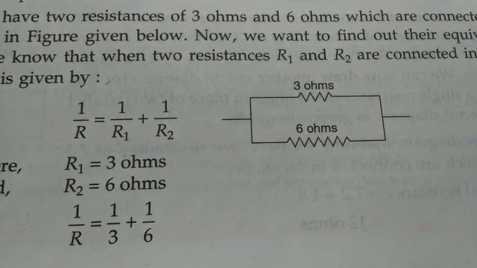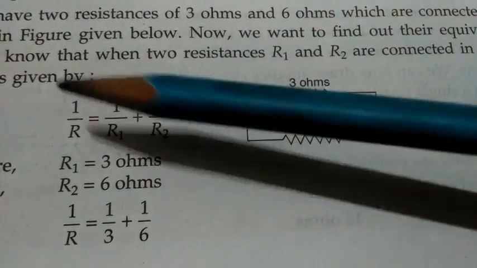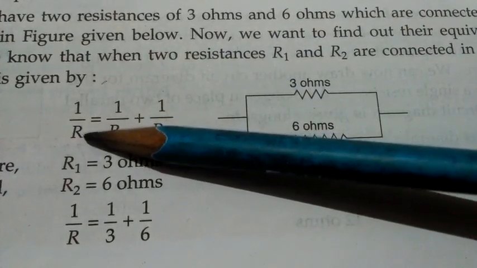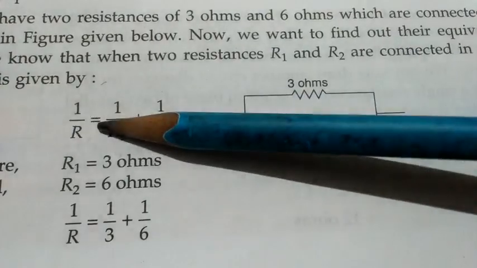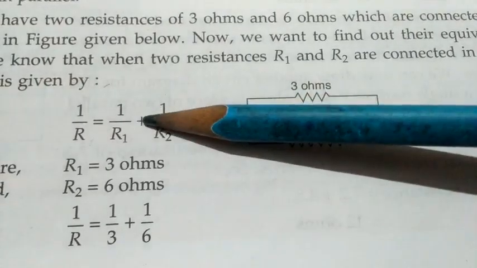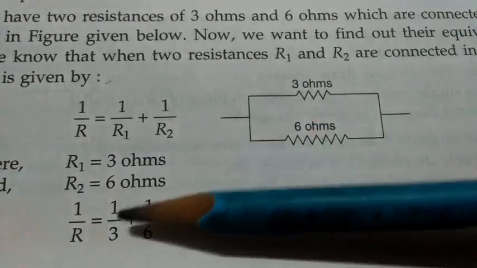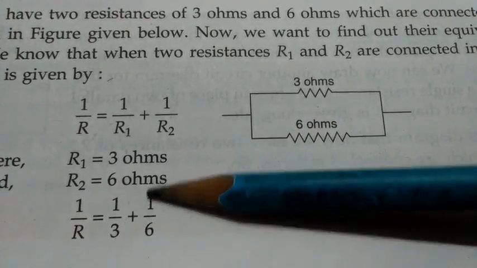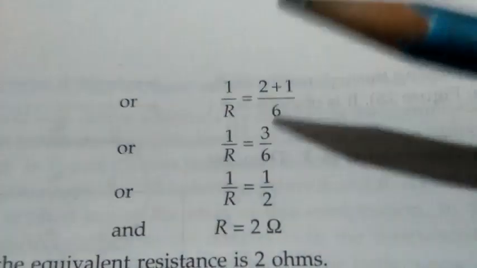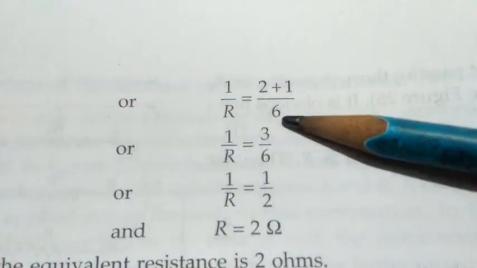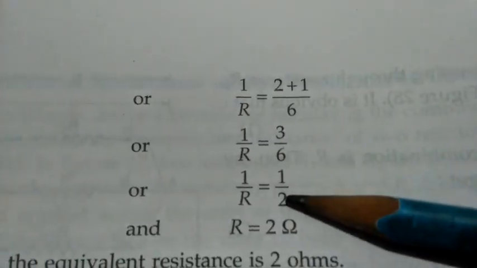Here the formula of reciprocal is given. So 1 upon R, where R is the resultant or total resistance in parallel combination. So 1 upon R, that is the reciprocal of total resistance, equals the algebraic sum of reciprocals of individual resistances, 1 upon R1 plus 1 upon R2. By putting the values here, 1 upon 3 plus 1 upon 6, and solving it, we get this one. When we take LCM, it is 6. So 2 plus 1 here, so 3 upon 6, that is 1 upon 2.